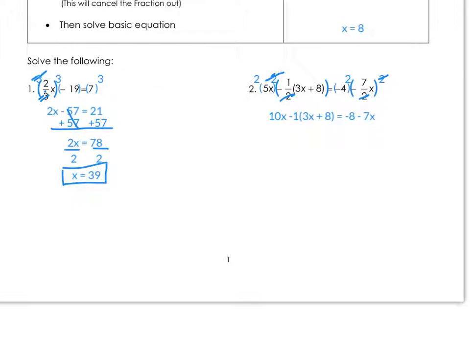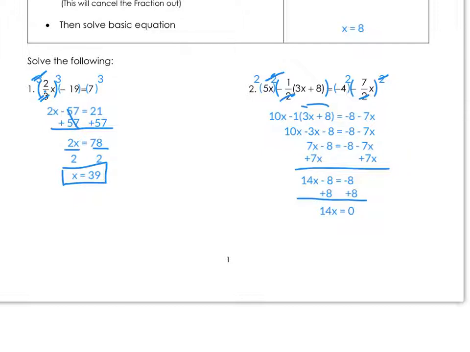Now I do have this parentheses. I need to distribute the negative 1, so then I end up with 10x minus 3x minus 8 equals negative 8 minus 7x. Now on the left-hand side here, I do have x's I can put together. Bring the smaller x over, which would be a negative 7x, so I'm going to add 7x to both sides. Then I get 14x minus 8 equals negative 8, so I got to move the 8, so opposite would mean add 8 to both sides.